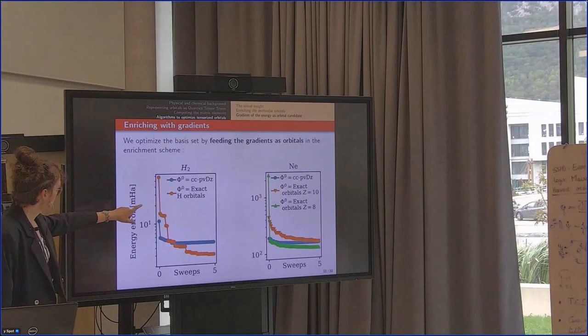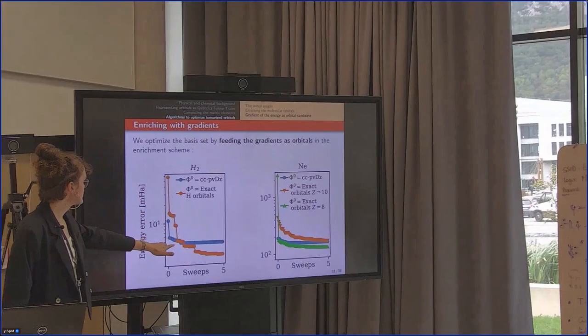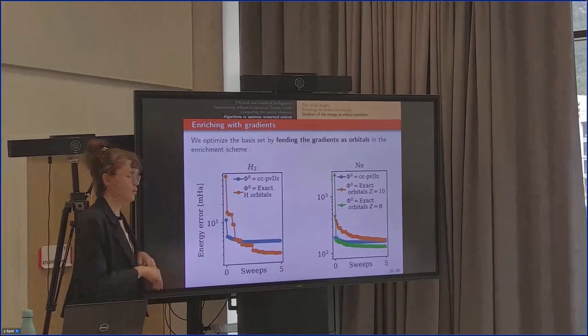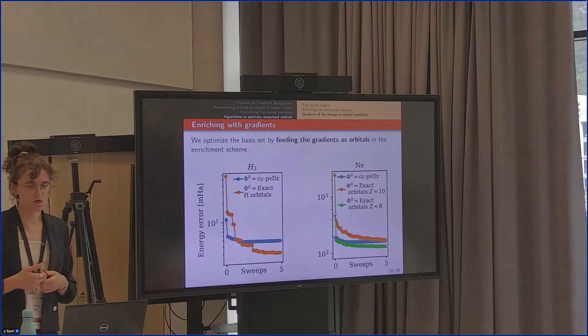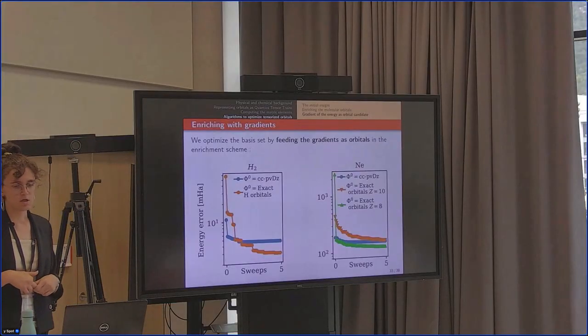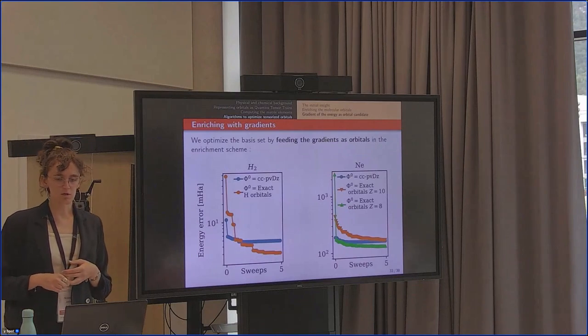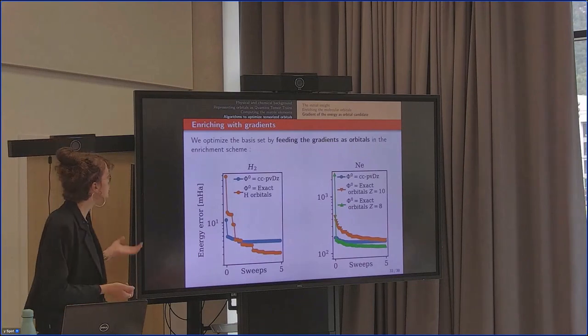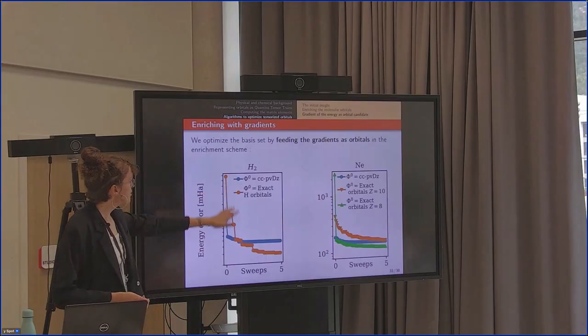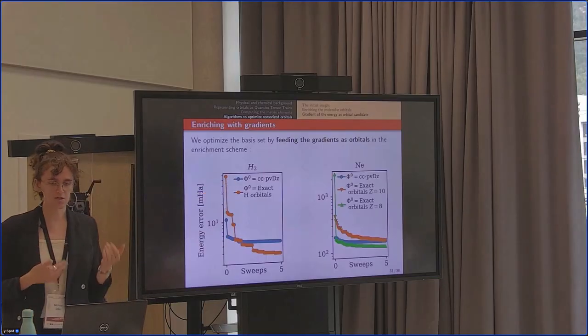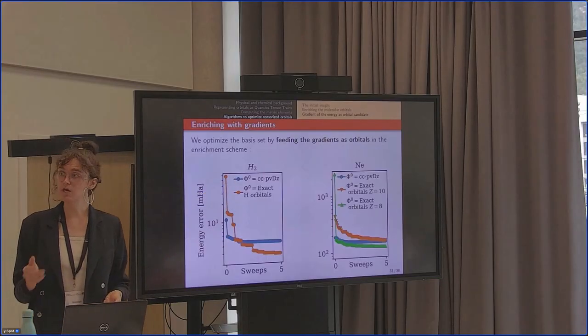We can notice that we don't get the same accuracy depending on the initial basis set. We actually understand why in most cases, but it's a bit technical, so I won't get into the details here. But it's really a validation of this algorithm. We managed to improve the basis set simply by computing these gradients and iteratively enriching.